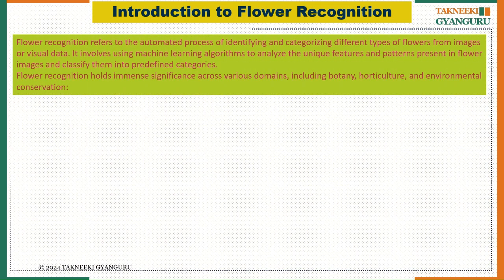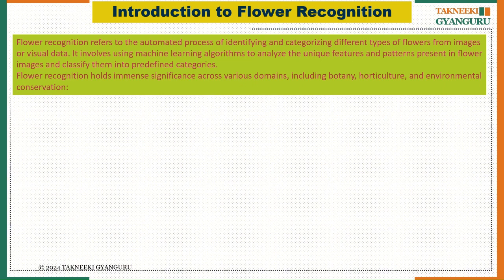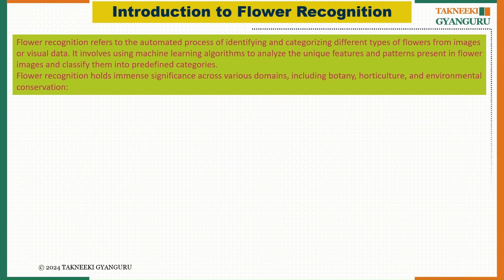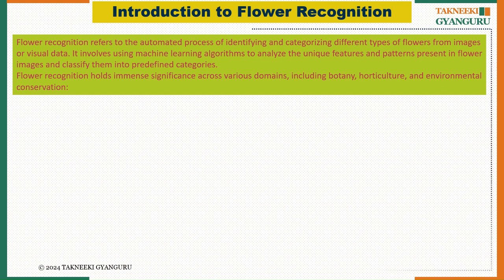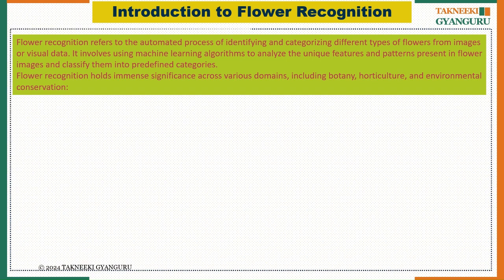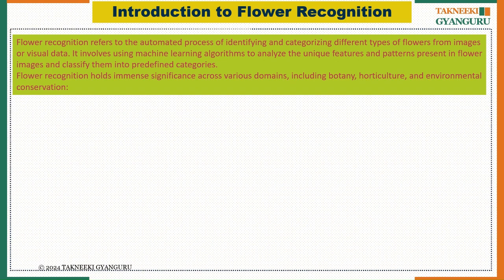So first of all, we will understand what flower recognition is. Flower recognition refers to the automated process of identifying and categorizing different types of flowers from image or visual data. It involves using machine learning algorithms to analyze the unique features and patterns present in flower images and classify them into predefined categories. Flower recognition holds immense significance across various domains, including botany, horticulture, and environmental conservation.